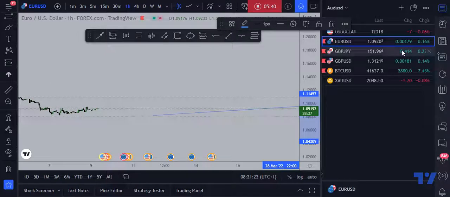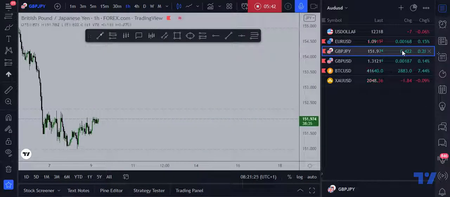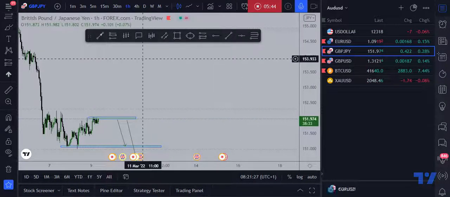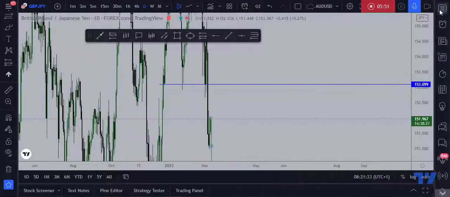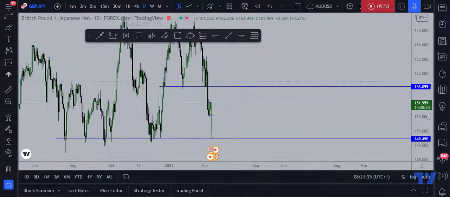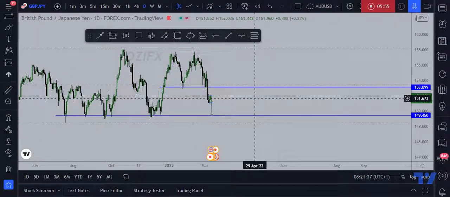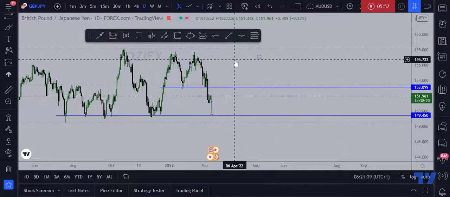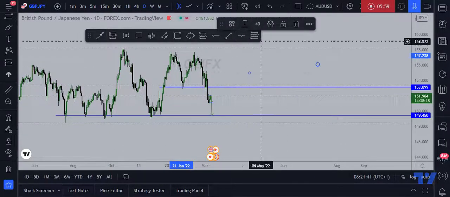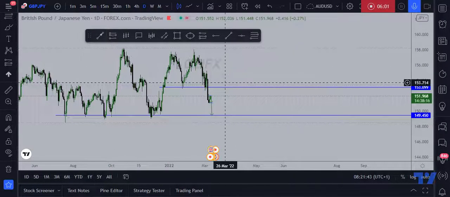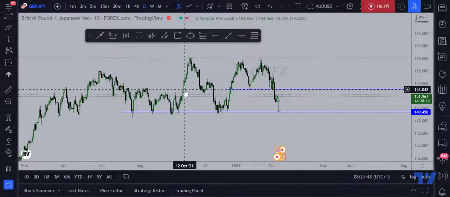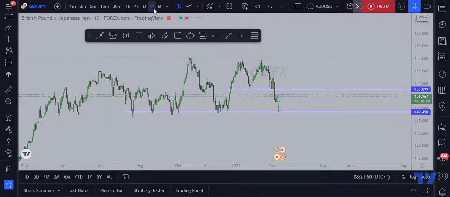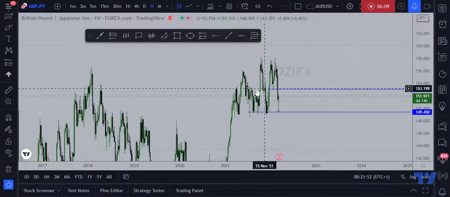I'm going to go to the next pair, GBPJPY. For GBPJPY, I'm expecting a sell. Going to the daily, we can see that the overall structure of the market is on an uptrend.